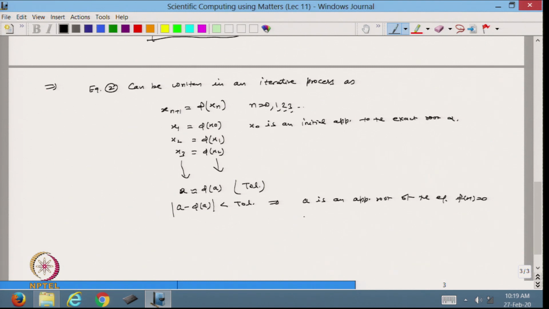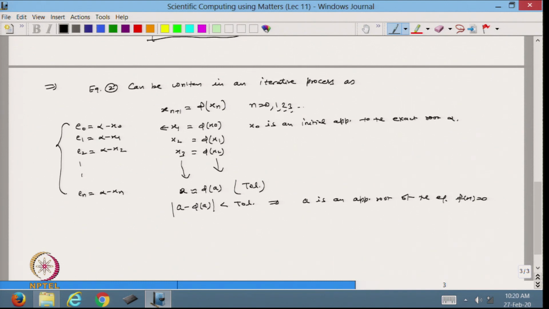Based on this, I can find my error also. From here you can see that I can find my error E 0, that is alpha minus x 0, E 1 alpha minus x 1, E 2 alpha minus x 2 and so on. So E n will be alpha minus x n. Whatever the error I am getting after the nth iteration, that will be E n.